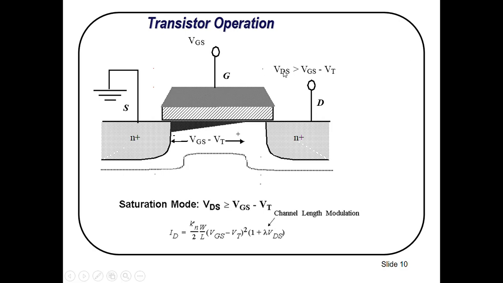If you keep on applying this drain voltage and your drain voltage becomes greater than VGS minus VT, then you can see the channel pinch off here, and a constant current will flow between source and drain terminals. Now your device will operate in saturation region. The conditions for the saturation region are VGS greater than VT and VDS greater than or equal to VGS minus VT. This is the equation for the ID in the saturation region. Here lambda is basically the channel length modulation parameter.